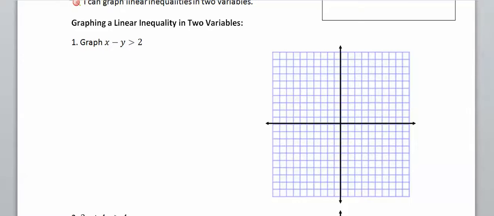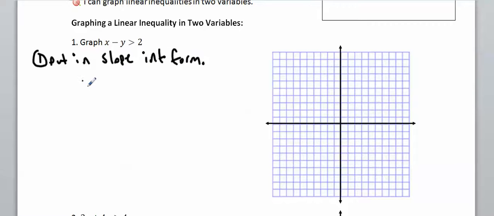Alright, so if I'm presented with a problem like this, and it says graph x minus y is greater than 2, this is going to go back to what we learned a little bit from last week. To graph this, the first thing I have to do is put it in slope-intercept form. So I have to get the y by itself. Okay, so I have x minus y is greater than 2.